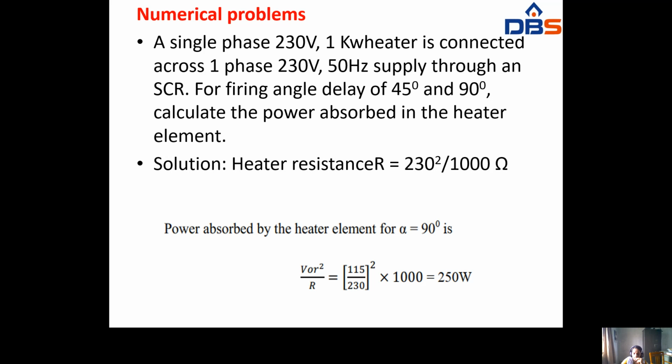So the power absorbed by the heater element for alpha equal to 90 degrees is V naught square by R. At 90 degrees, half of the voltage will be there, so 115 squared by the resistance of 230 into 1000, that will give 250 watts.